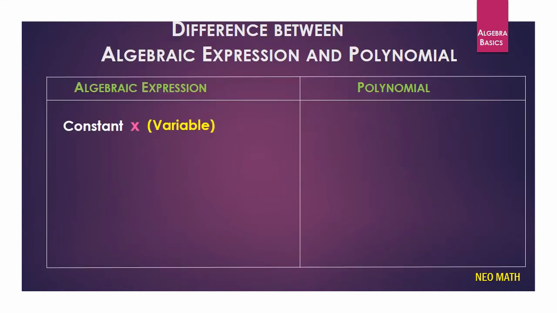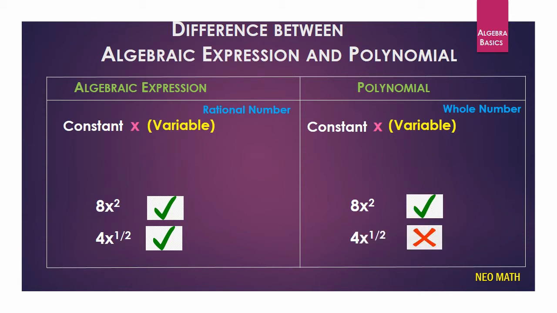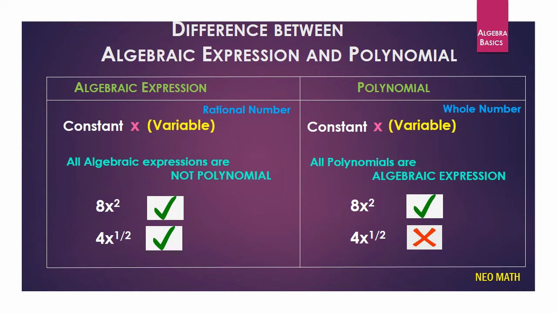So second point. We know that the structure of the algebraic expression is constant into variable to the power rational number, and polynomial is constant into variable power whole number. So 8x square is an algebraic expression, 4x power 1 by 2 is also an algebraic expression. 8x square is a polynomial, but 4x power 1 by 2 is not a polynomial. So all algebraic expressions are not polynomials. 4x power 1 by 2 is an algebraic expression, but it is not a polynomial. But all polynomials are algebraic expressions because whole number is part of rational number. So all polynomials are algebraic expressions.